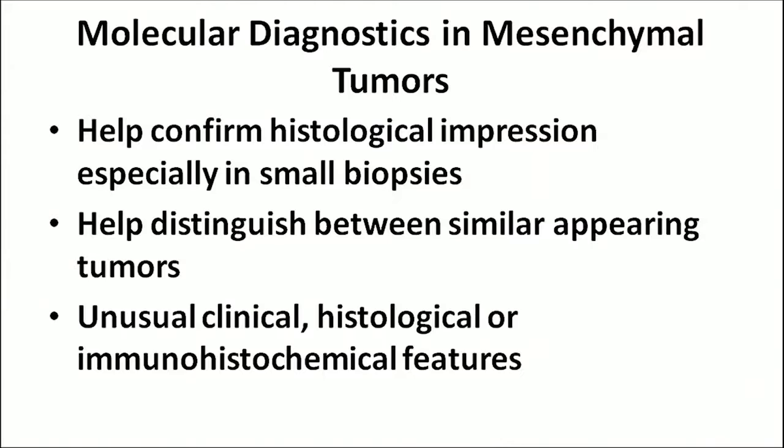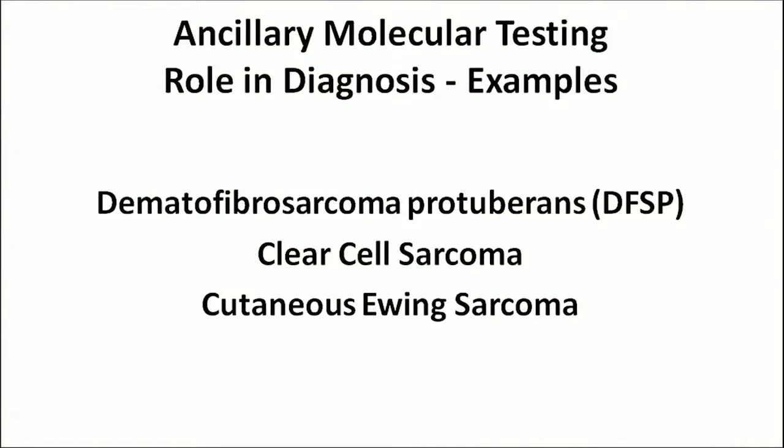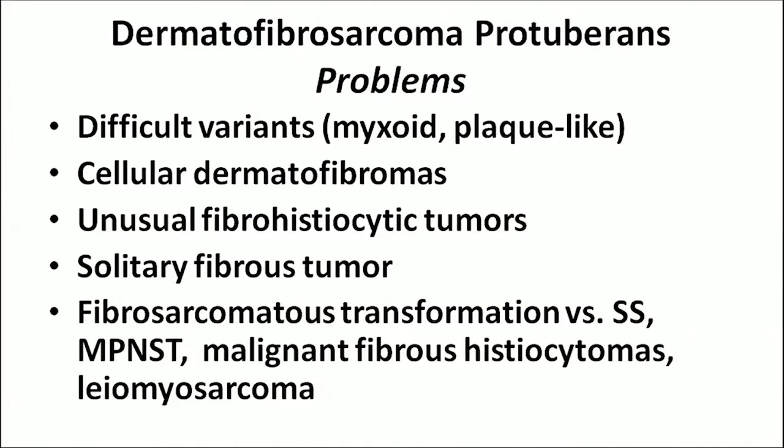So why do you want to use molecular diagnostics in mesenchymal tumors? Well, they can help you confirm your histologic impression, particularly in small biopsies, which make the field more challenging. You can distinguish between similar appearing tumors, and you can also confirm tumors that have unusual clinical, histological, or immunohistochemical features, and we'll talk about some examples of those. Such testing can also help you distinguish between a tumor that would be benign versus a more malignant behaving tumor. So the examples we'll go through quickly here will be DFSP, clear cell sarcoma, and cutaneous Ewing sarcoma.